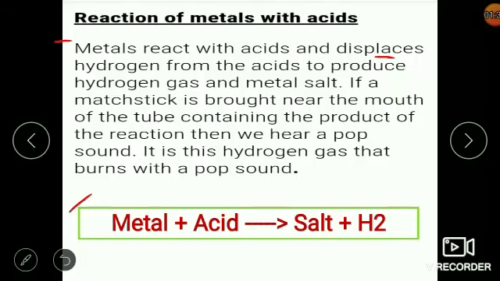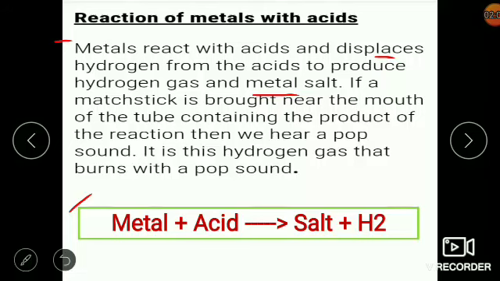Acid is something that produces hydrogen gas, or acid is something that produces hydrogen ions. So what does the metal do? If the metal is stronger than the hydrogen, it can replace the hydrogen from the acid, and that hydrogen ion will combine to form hydrogen gas. And with the counterpart it is able to form the metallic salt as well. So when metal reacts with acid, we get the salt and hydrogen gas.